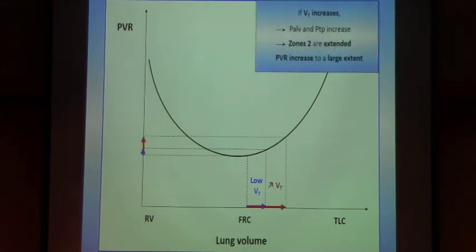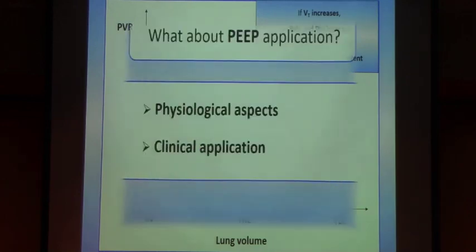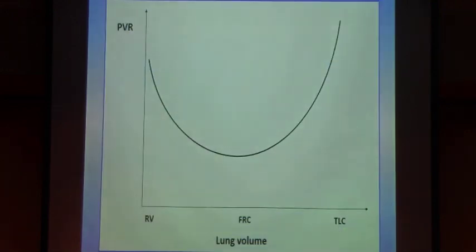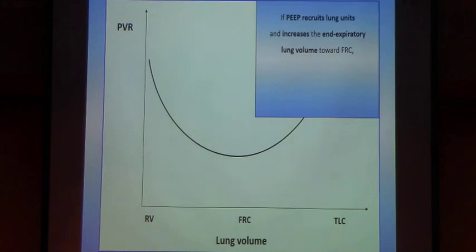Of course, if you increase the tidal volume more, you have a higher increase in the resistance in the pulmonary vascular vessels. It's not so good for the right ventricle. What about PEEP application? Now, we have two different situations. One is if PEEP recruits lung units and increases the end expiratory lung volume, which is small, towards the FRC. So now we start from this point, on the left part, and you should decrease the pulmonary vascular resistance. If you have a recruitive PEEP, with no overdistension, you should decrease PVR and not increase PVR.